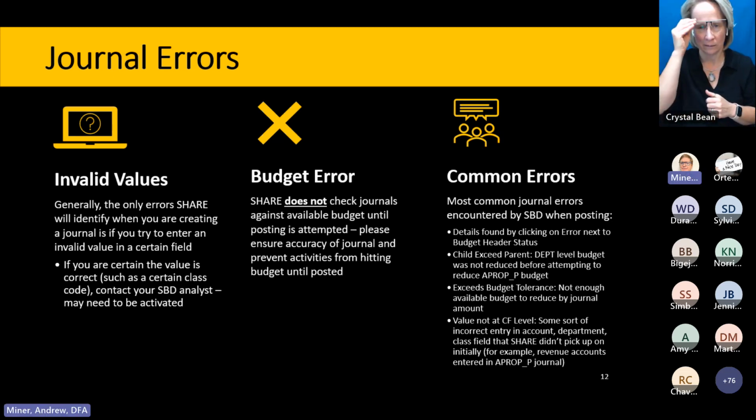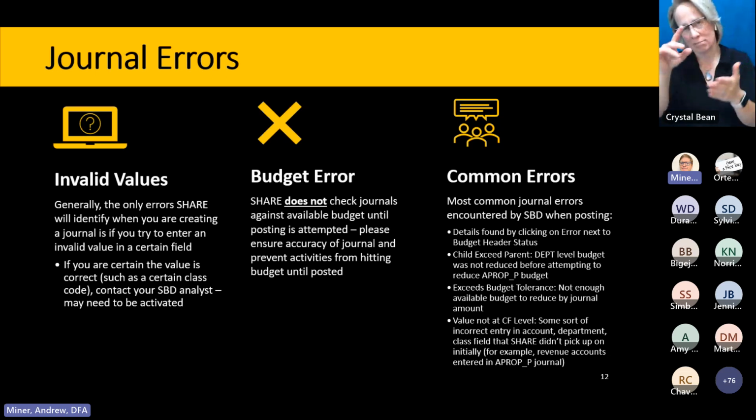So there on the right, you can see some examples of the most common errors that we run into when trying to post. If you click on the error up at the top right, where it says error when we try to post it, you'll get some details about what the error was. So here are a few examples.